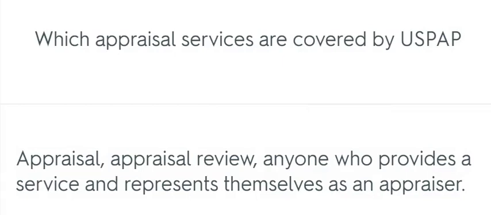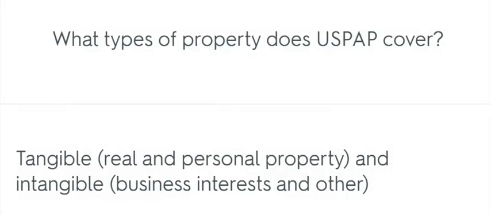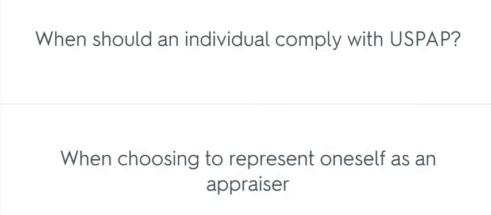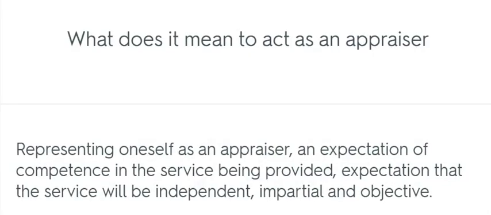Which appraisal services are covered by USPAP? Appraisal, appraisal review, anyone who provides a service and represents themselves as an appraiser. What types of property does USPAP cover? Tangible and intangible. When should an individual comply with USPAP? When choosing to represent oneself as an appraiser. What does it mean to act as an appraiser? Representing oneself as an appraiser, an expectation of competence in the service being provided, expectation that the service will be independent, impartial and objective.